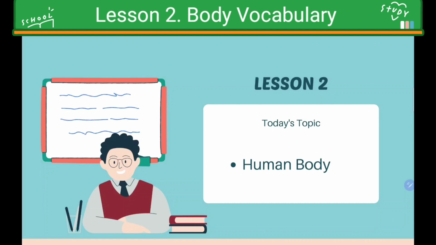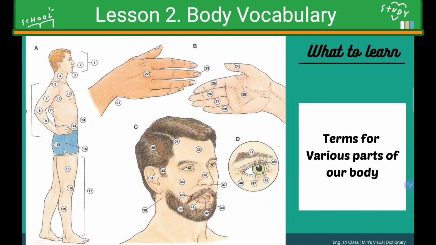Today, we are going to talk about the human body. Today we're going to cover terms for various parts of our body. On the left, we have a full picture of what we are going to cover today. A is about the human body, B is about our hand, C we have our face, and D we have our eyes. And let's begin.